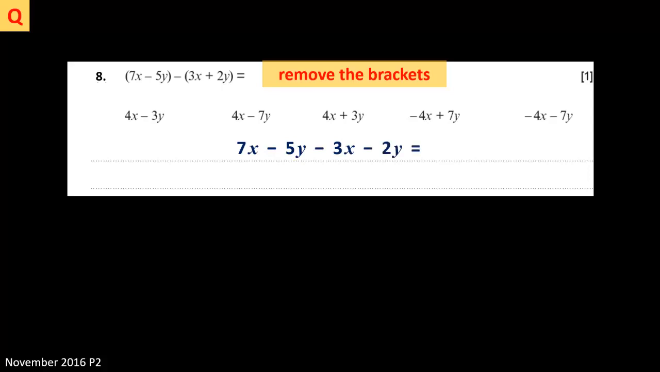So it's minus 2y. And now what we've got to do is just use circles and squares. So that's 4x. Then we got minus 5y, minus another 2y. That's minus 7y. So the answer there is that one.